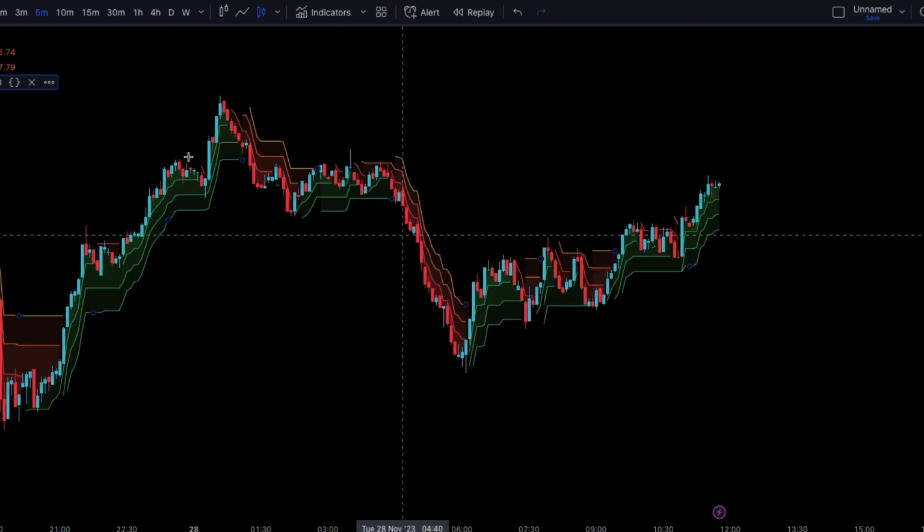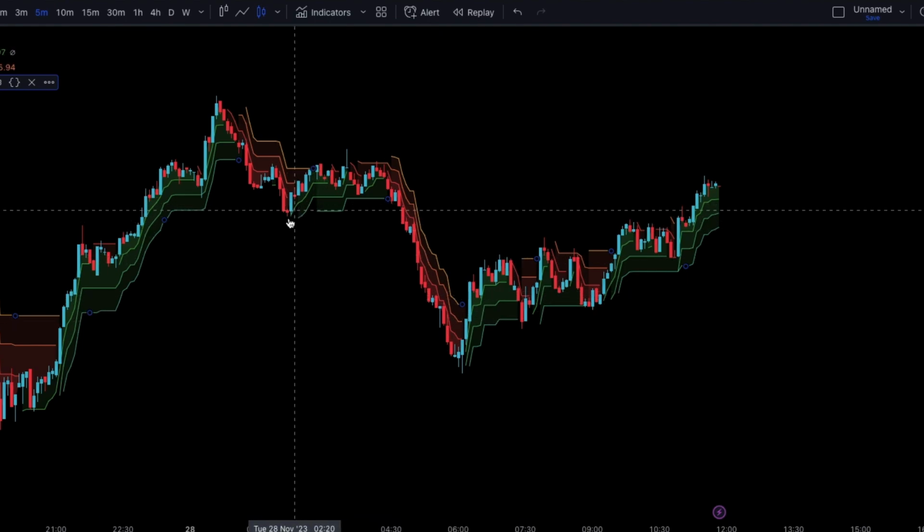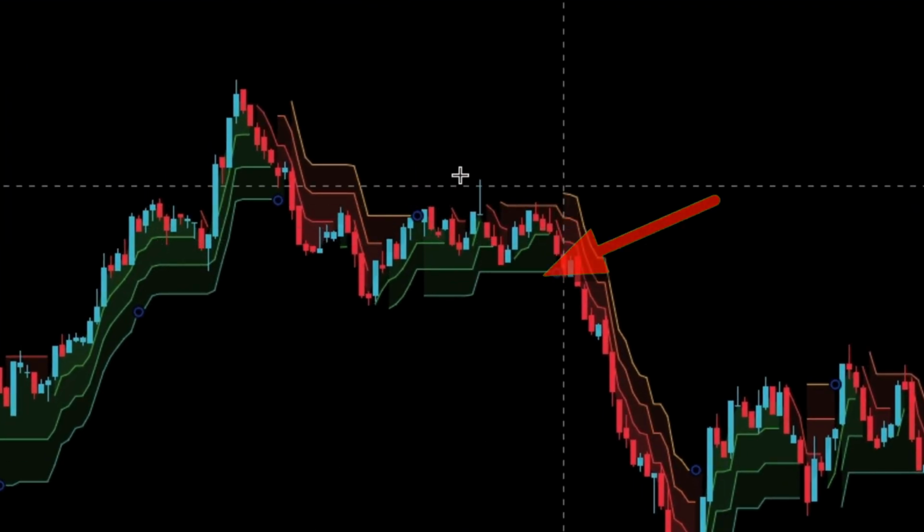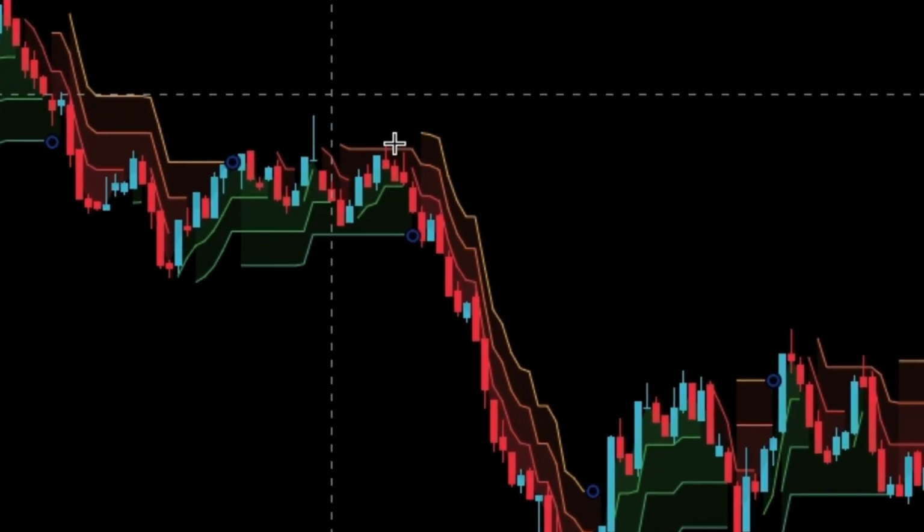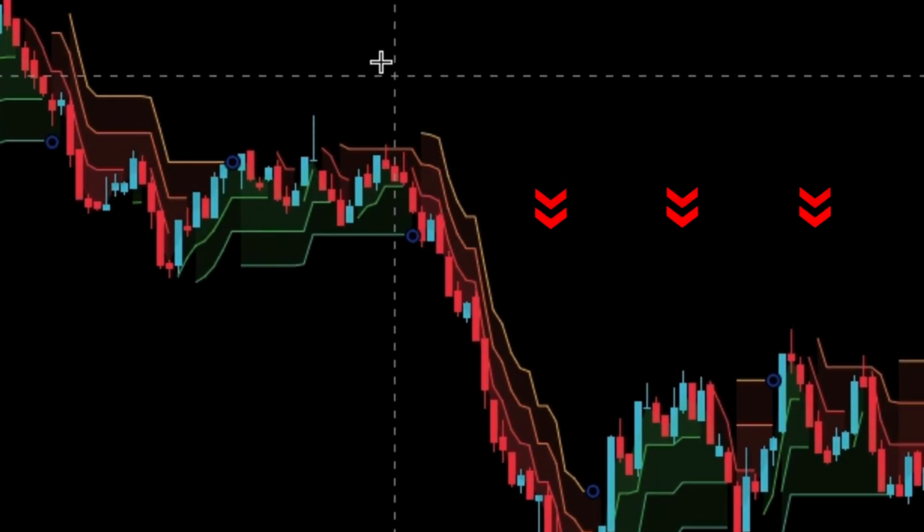Now the SuperTrend is going to be used for our entry signal. When all these SuperTrends are colored green, we're going to be looking for long entries, and when they're all colored red or orange, we're going to be looking for sell entries.